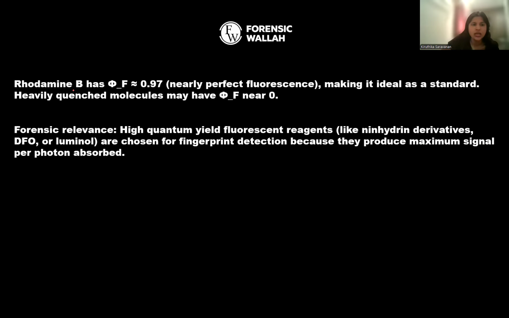If you see an example, rhodamine B is a powder, basically a fluorescent dye. It has a quantum yield equivalent to 0.97. That means it has near-perfect fluorescence, which is why it acts as an ideal standard. In forensic labs, they use it as a standard material as well. Other molecules are heavily quenched, which means their quantum yield is near zero.